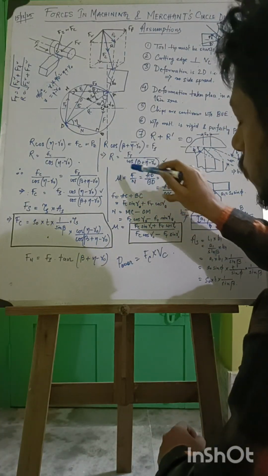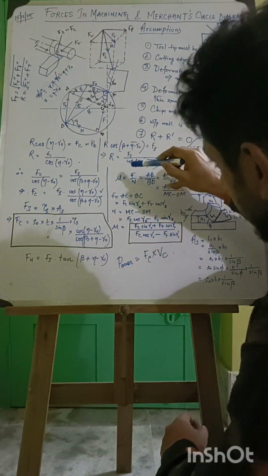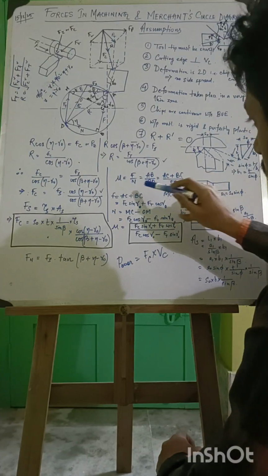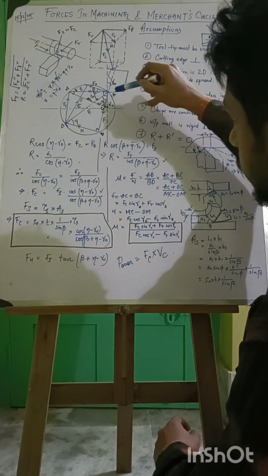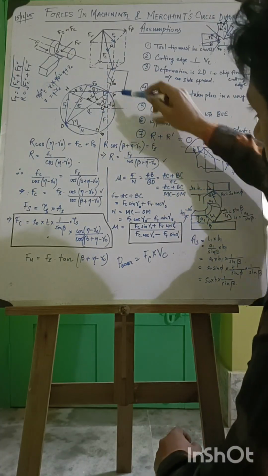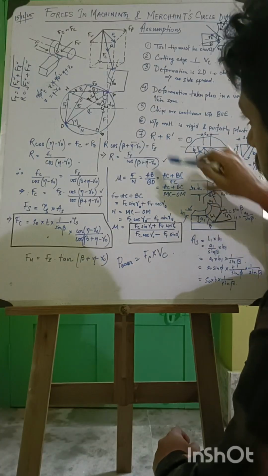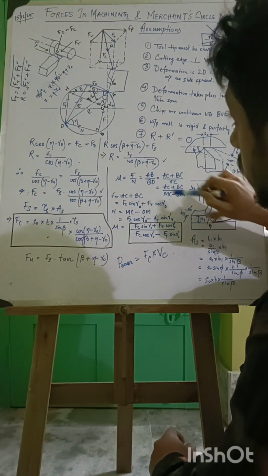Now mu, what is mu? Mu is the apparent coefficient of friction, or F by N. So F by N equals AB by BD. This is F and this is N. So AB can be split into AC plus BC, BD equals OC. So OC equals MC minus OM.